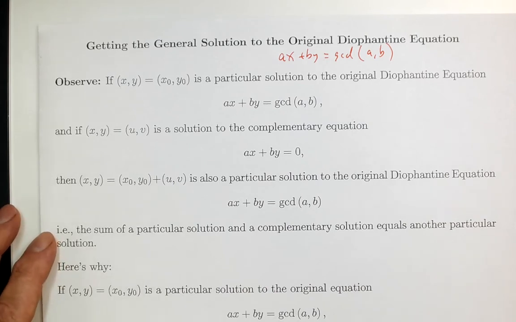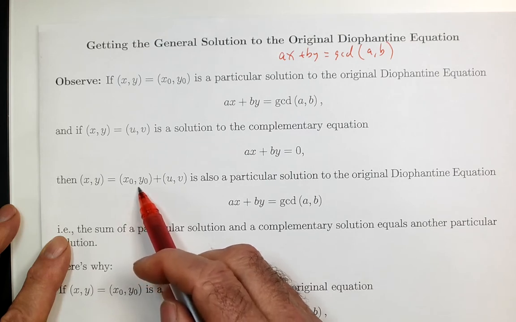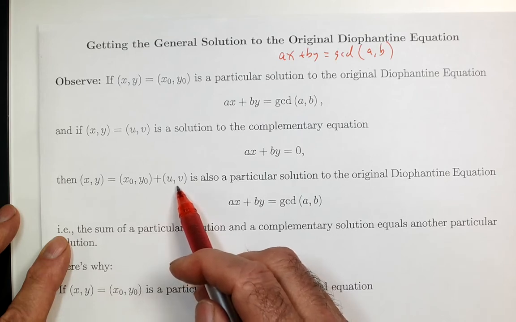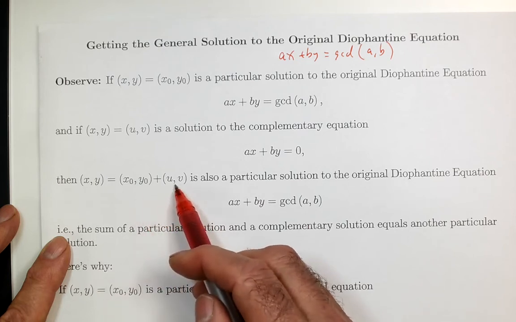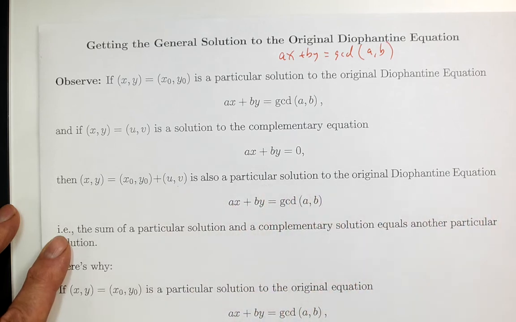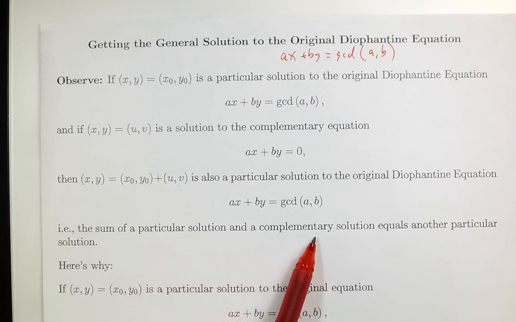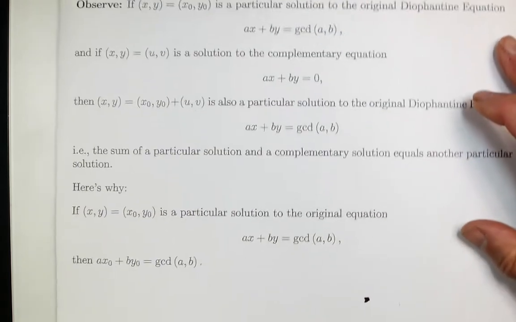Let's go over what I just said. If we have a particular solution, x naught y naught, to the original Diophantine equation, and a solution to the complementary equation, the sum of these two things is also a particular solution to the original Diophantine equation. So the sum of a particular solution and a complementary solution gives us another particular solution. And here's why.